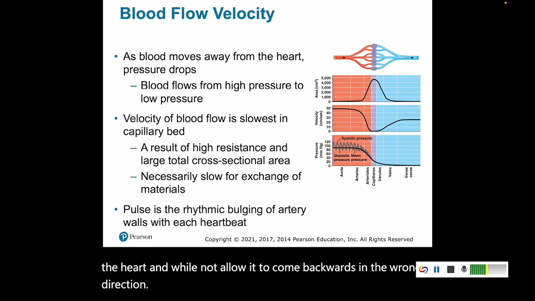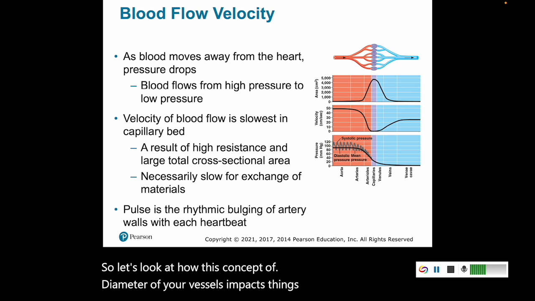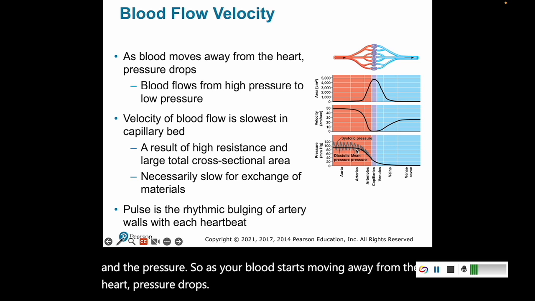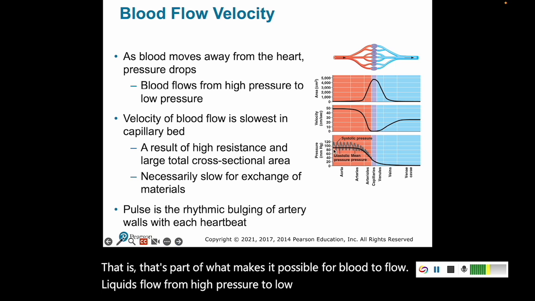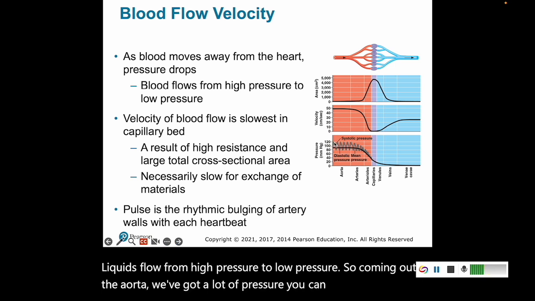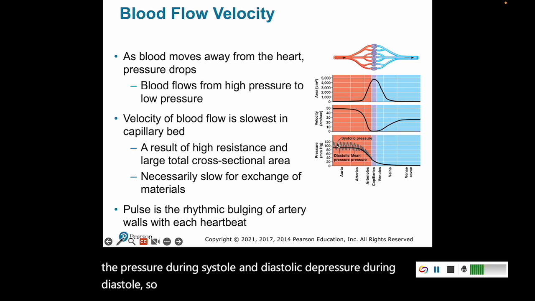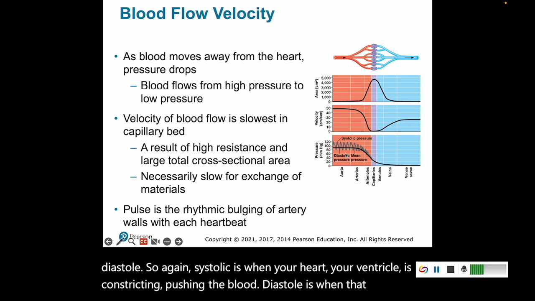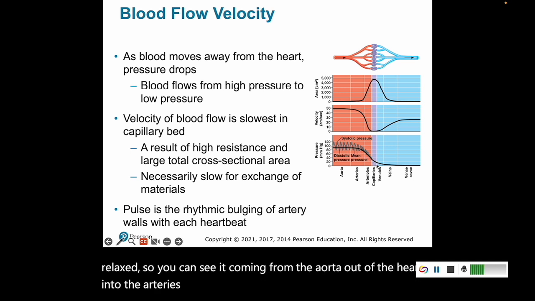So let's look at how this concept of diameter of your vessels impacts things like the area, the velocity, and the pressure. As your blood starts moving away from the heart, pressure drops. That's part of what makes it possible for blood to flow. Liquids flow from high pressure to low pressure. So coming out of the aorta, we've got a lot of pressure. You can see systolic, which is the pressure during systole, and diastolic, the pressure during diastole. So again, systolic is when your ventricle is constricting, pushing the blood. Diastole is when that ventricle has relaxed. So you can see it coming from the aorta, out of the heart, into the arteries, to the arterioles, the capillaries, then the venules and the veins. So we have very low pressure here.